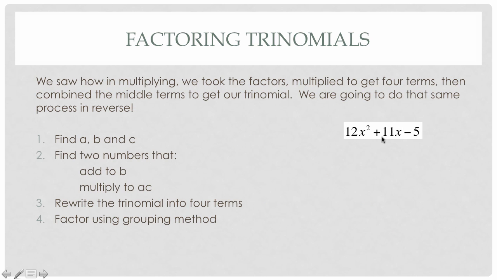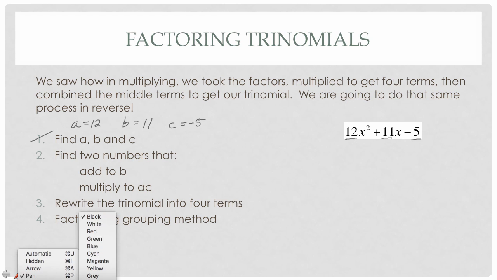All right, here we go. Follow along, take notes, let me know if you have questions. To go in reverse, take our trinomial. First thing we need to know is what is a, b, and c. Well, in this one, a is 12. It's my leading coefficient. My middle term, b, is 11. And my constant term, c, is negative 5. That's our first step. Check, that's done. We got a, b, and c.